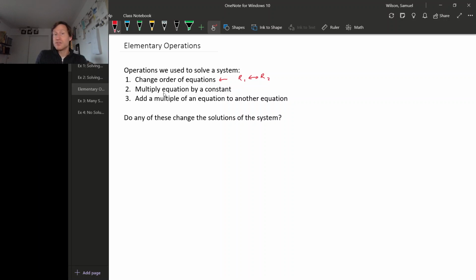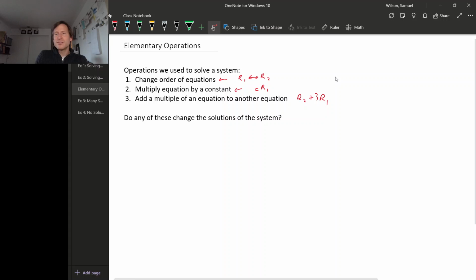We allowed ourselves to multiply an equation by a constant. And our notation for that was whatever the constant was, we wrote the constant times whatever the row was. And then we allowed ourselves to add a multiple of an equation to another equation. And that looked like, say, row 2 plus 3 times row 1, this sort of thing.